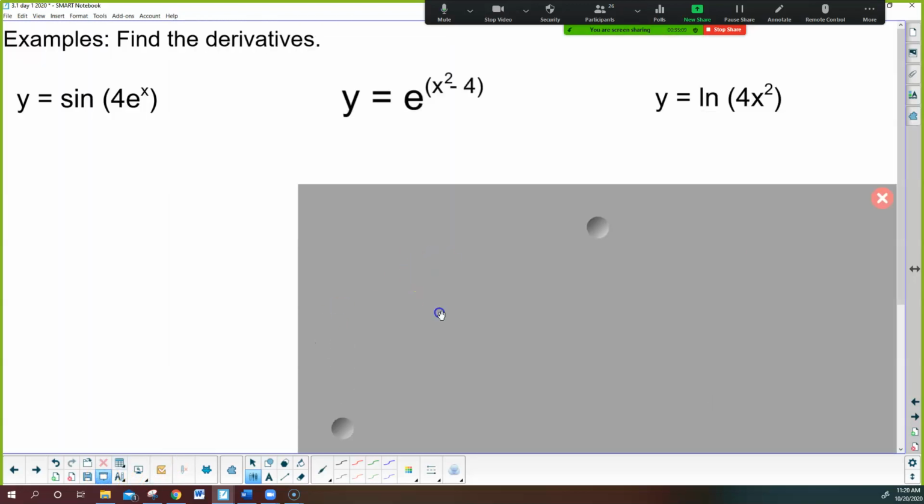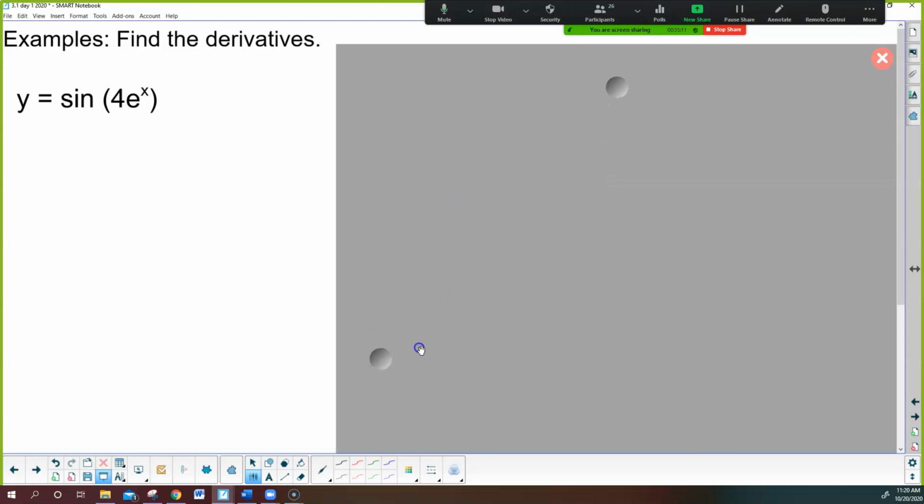Okay. Well, we've got 3 questions here, and our goal is to just get you really used to the chain rule and how we find derivatives. Why don't you try this one on your own? Think of what's the outside function, what's the inside function, and apply the chain rule.